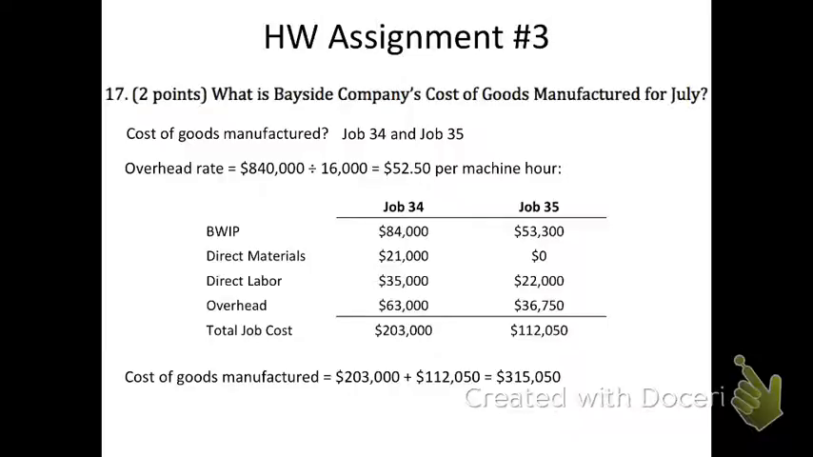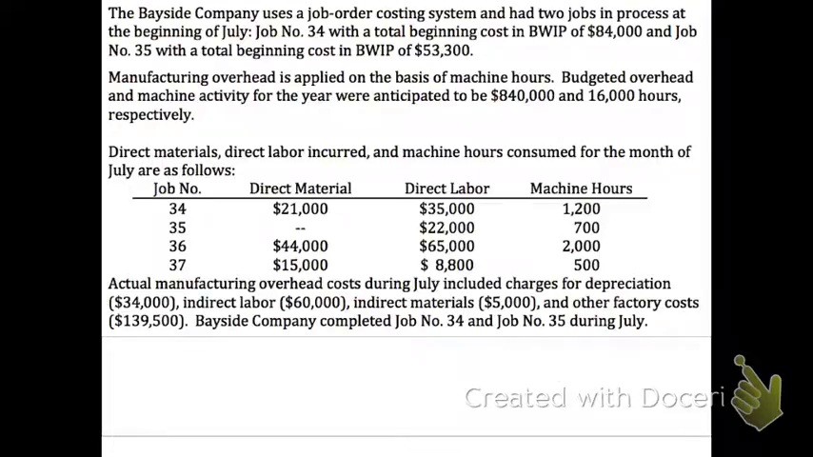So it's just the cost of that job. Ending work in process would be the cost of jobs 36 and 37. Now, related to this, you should be able to take the information that we have here and determine whether or not manufacturing overhead is over or under applied.